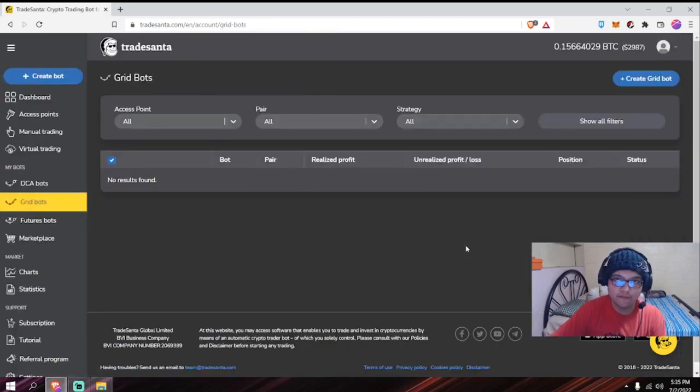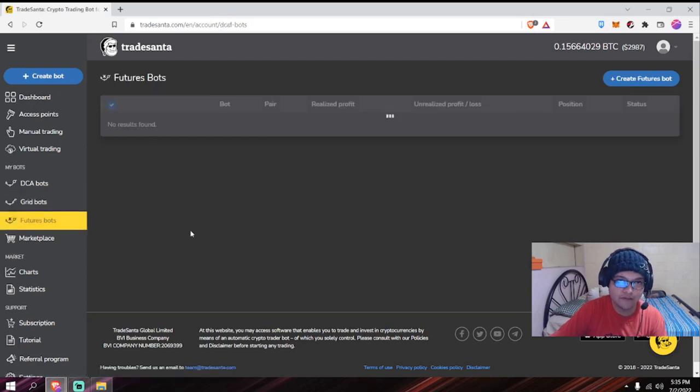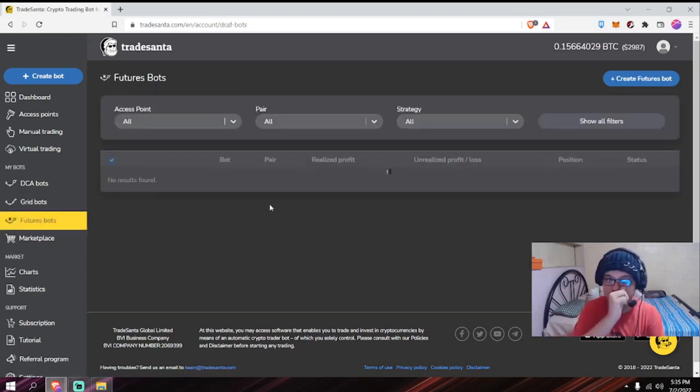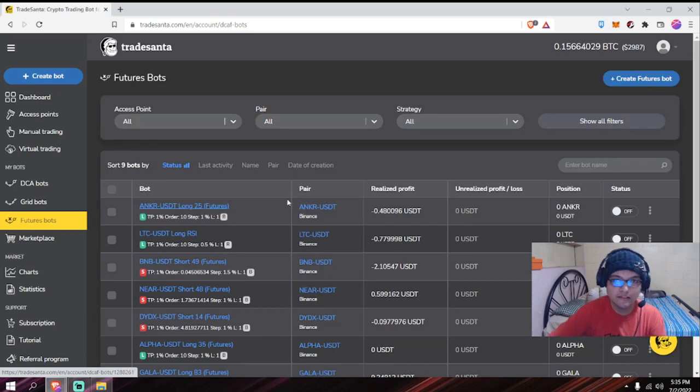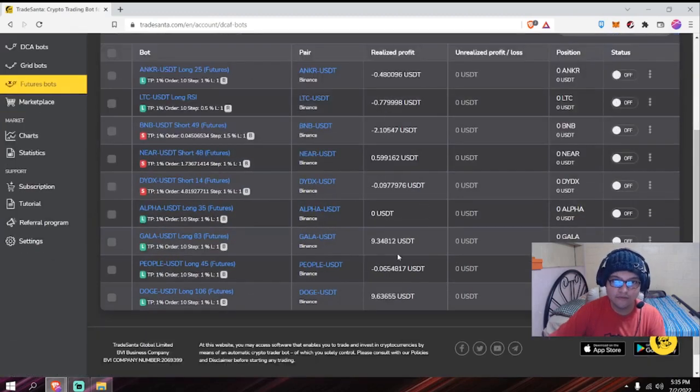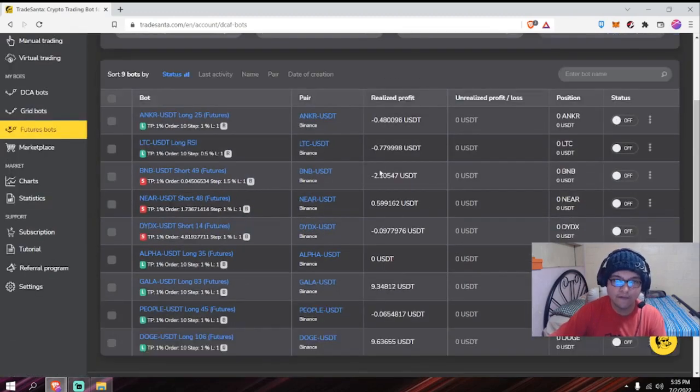You have your grid bot. The grid bot is basically the same as DCA, but it just trades in a grid trading strategy, and I've never used this, so I can't talk about it. I have no experience with this one. And we have here the futures bot, which I am using a lot. So you're gonna see here some bots are profitable, some bots are not.